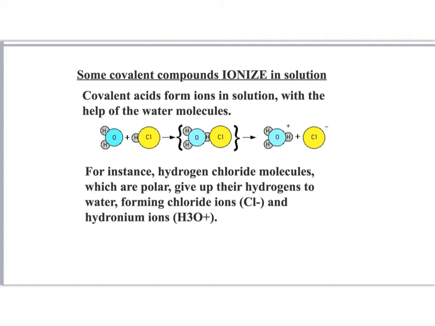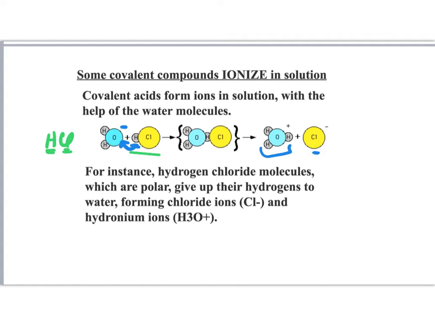Because if you look at the formula, for example, for hydrochloric acid, HCl, hydrogen and chlorine are both nonmetals, which would mean a covalent bond would form between them. But the attraction that the negative portion of the water molecule has for the partial positive polar end of the HCl molecule is so strong that the hydrogen actually transfers over as an ion, forming this H3O hydronium ion and leaving the chloride ion in solution.